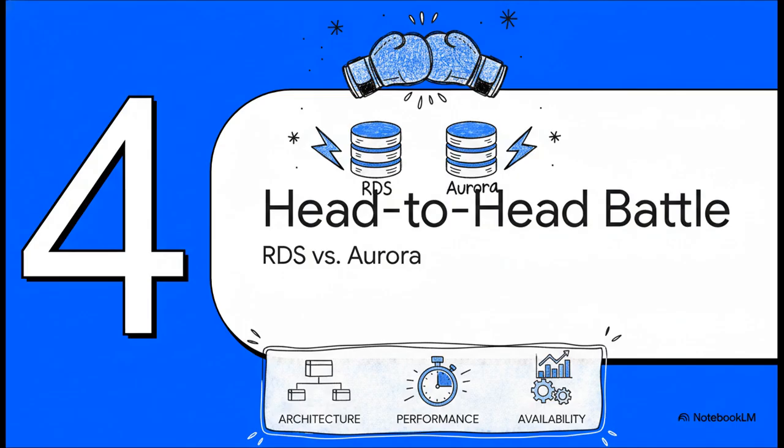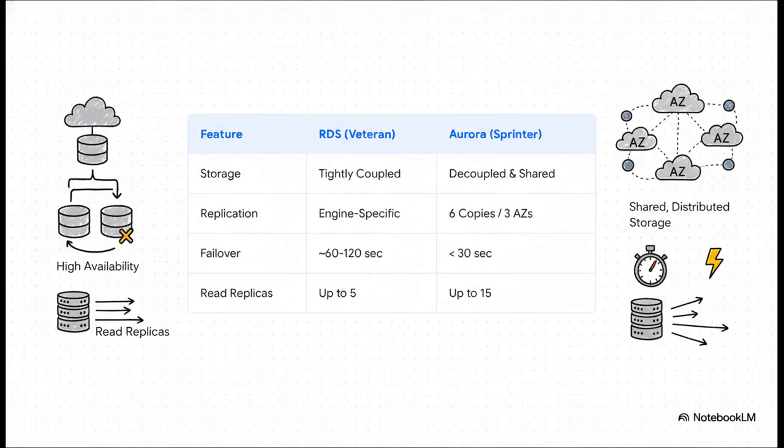We're putting RDS and Aurora head-to-head on the 3 things that matter most for any serious application: architecture, performance, and availability. So pay close attention here, because this is where the exam questions live. This table really breaks it all down perfectly.